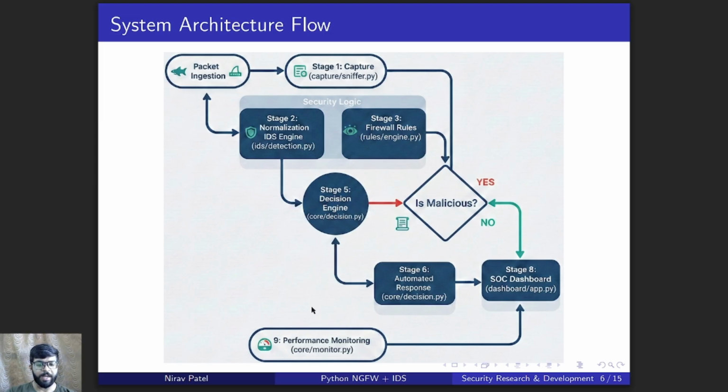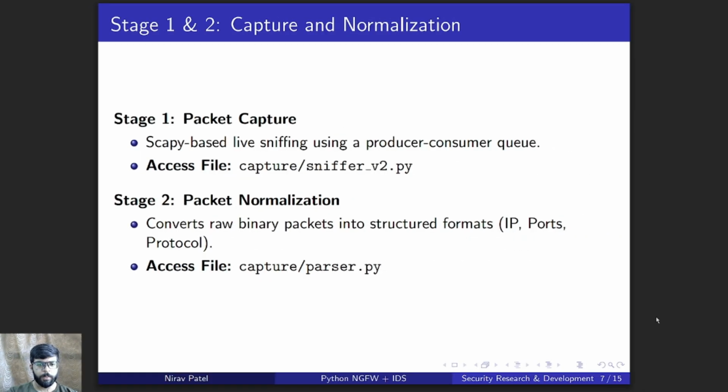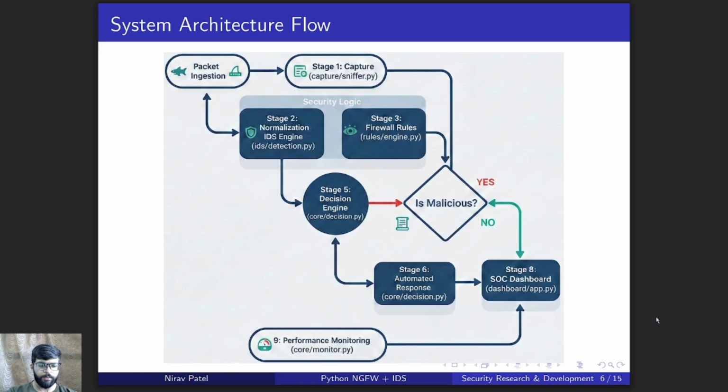So, this architecture represents a layered, correlated, and automated security pipeline, transforming raw network packets into intelligent, adaptive, defensive decisions in a real-time network. As we just discussed in detail, this diagram represents the complete end-to-end flow of the system from packet ingestion to automated response and dashboard visualization.